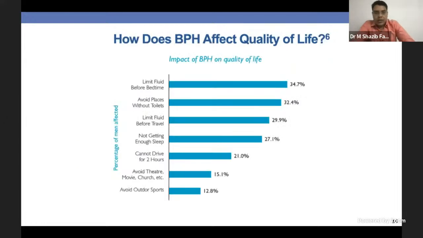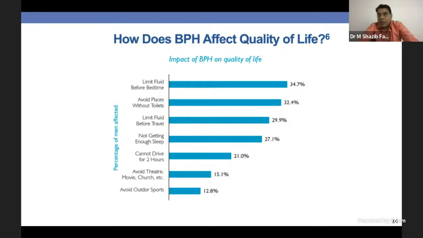So this is a graph which shows how BPH affects the quality of life. It is impacting the quality of life immensely. About 35% of patients limit fluid intake before bedtime because they fear they will have to run the whole night to pass urine. About 32% of patients avoid places where toilets are not available. About 30% of patients limit fluid intake before traveling.